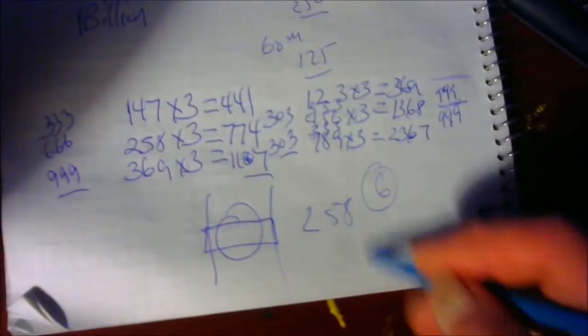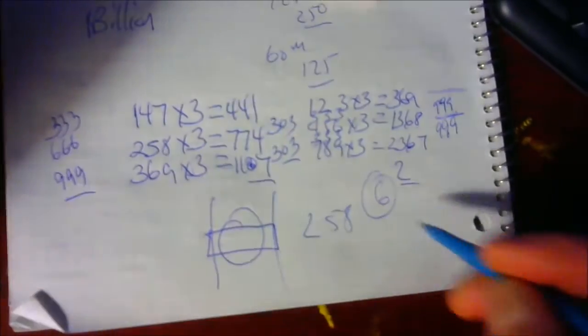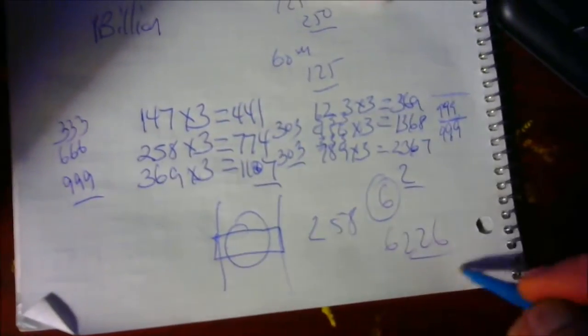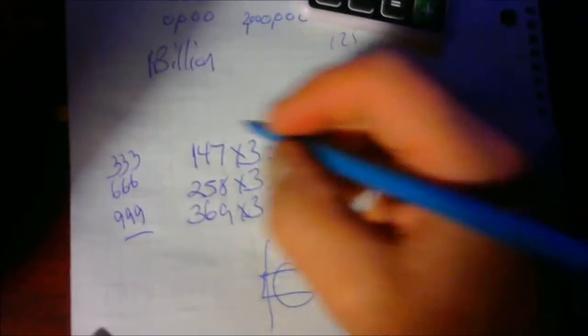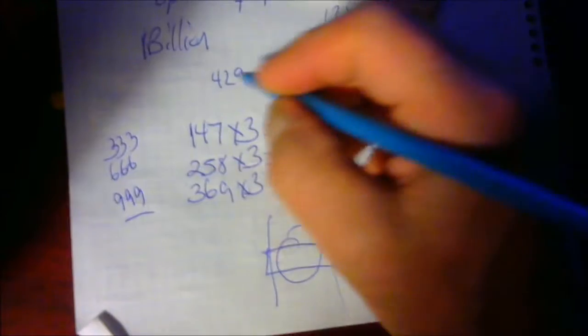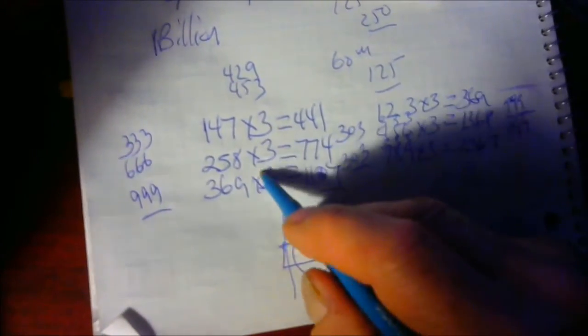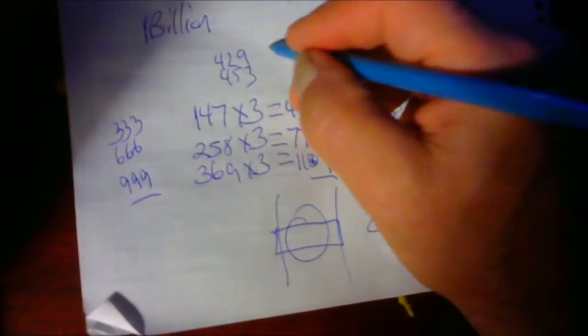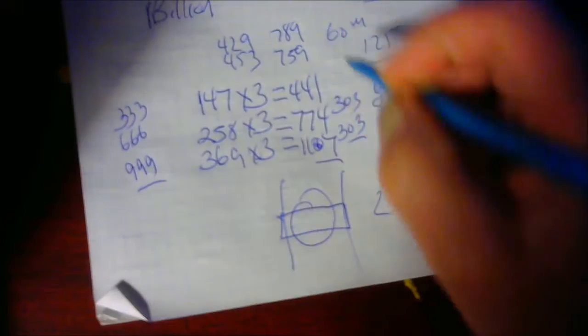2, 5, and 8 is a total movement of 6. 1, 2, 3 is a movement of 2. So it becomes 6, 22, 6. At the same time, this is 12. If you minus it, it's 429. If you add it, it's 453. This one over here is 15. If I add it, it becomes 789. If I minus it, it becomes 759.